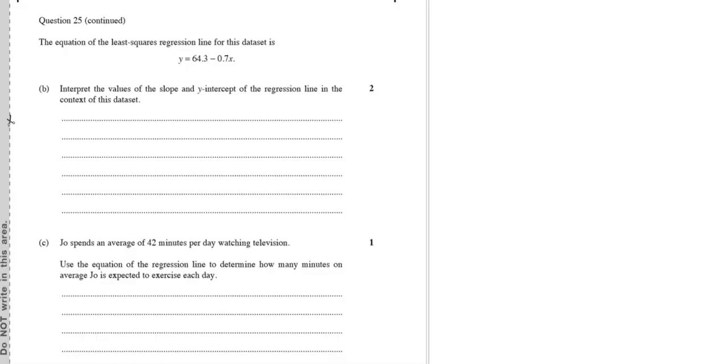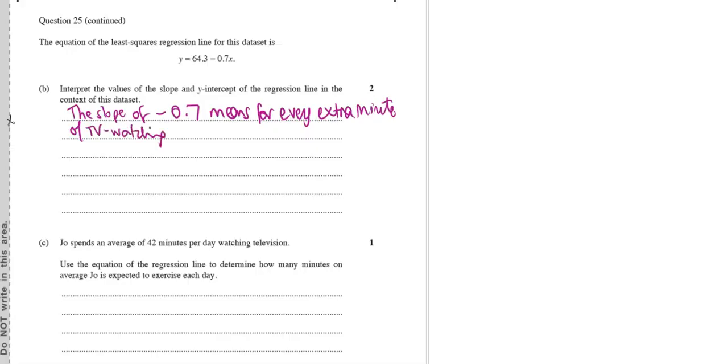All right, so let's interpret each piece individually. Let's first of all deal with the slope. The slope of negative 0.7 means for every extra minute of TV watching, exercising falls by 0.7 minutes. Or if you prefer, you could rewrite that in seconds. 0.7 times 60 equals 42 seconds.